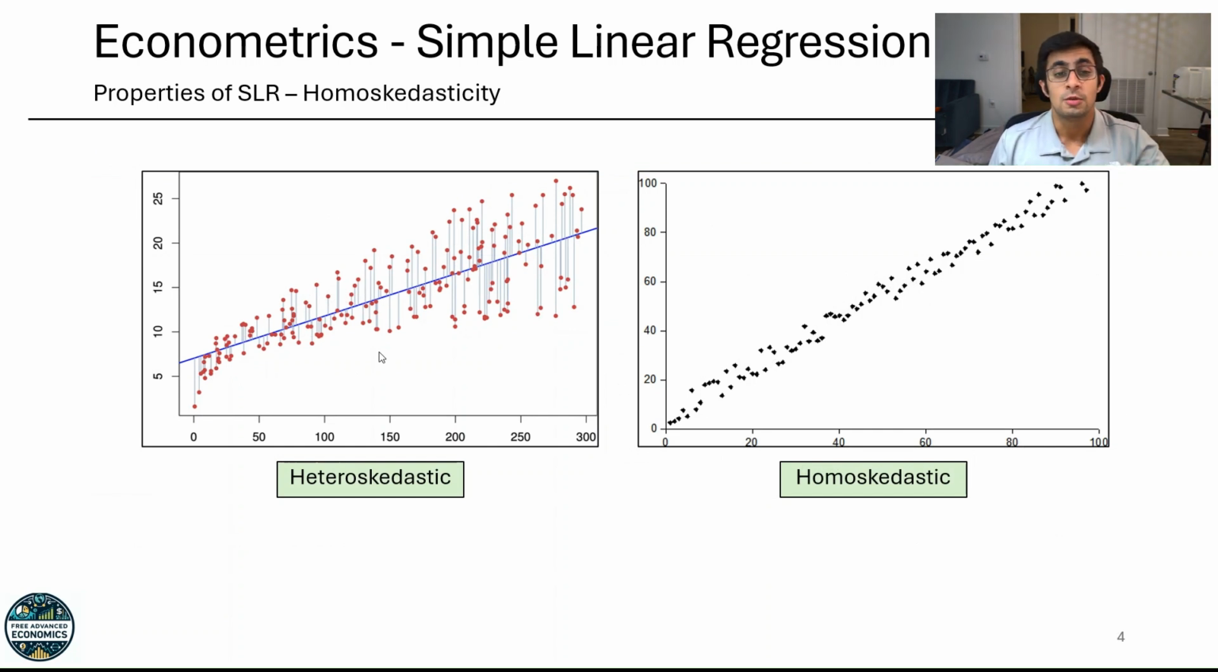And when you have this situation, it leads to something called BLUE, which is Best Linear Unbiased Estimator. What is it? We'll talk about it later. But for now, understand the concept of homoscedasticity and heteroscedasticity.